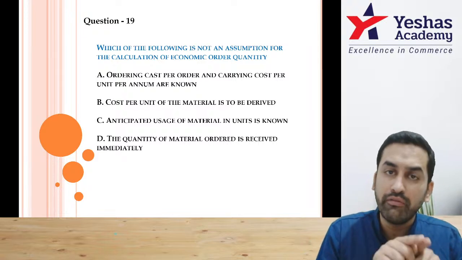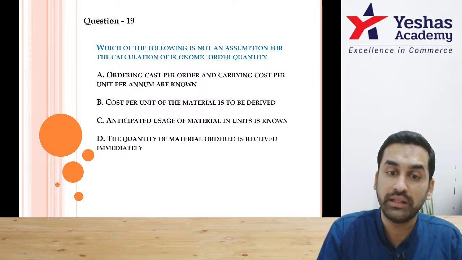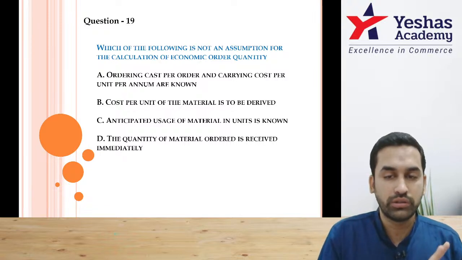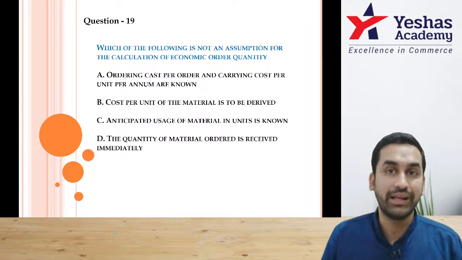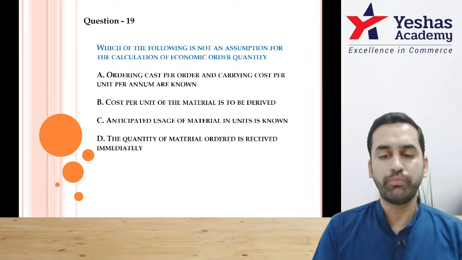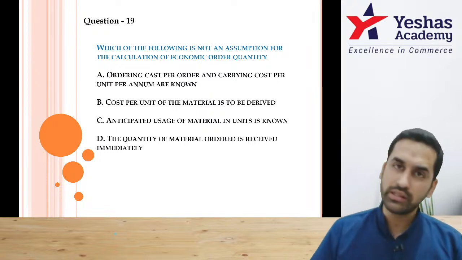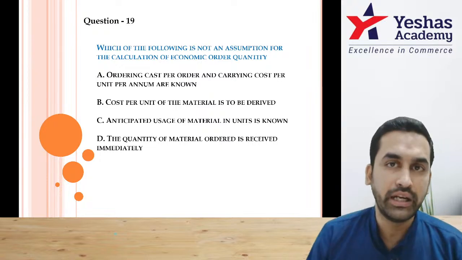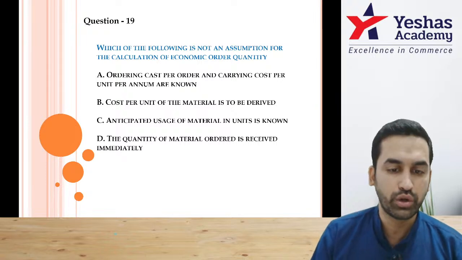That should be available. We should know the purchase price per kg, by the way. Sir, option B looks wrong. This is not an assumption. Yeah, let's see. Option C. Anticipated usage of material in units is known. This is correct. I should know how many kgs I need for the full year. Then only I can use the EOQ formula.